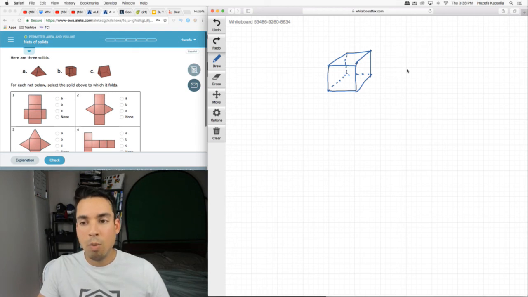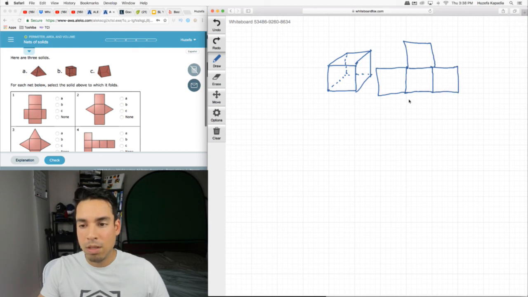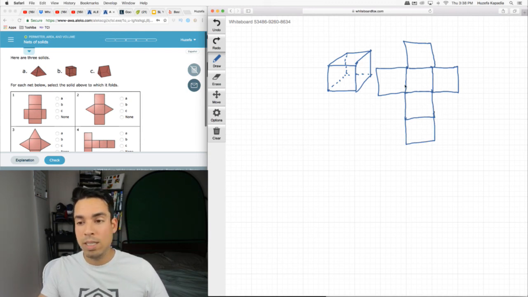So if we were to open it up and spread all these sides out, well, here's the back side. Maybe I'll flip open the top side and put it up here. Maybe I'll open the left and right sides out like this and like this. And then the bottom and the front will roll down here. And this would be the way we represent a cube, as a net of all the six different faces. So that's what they're doing here. For each net below, select the solid above to which it folds.